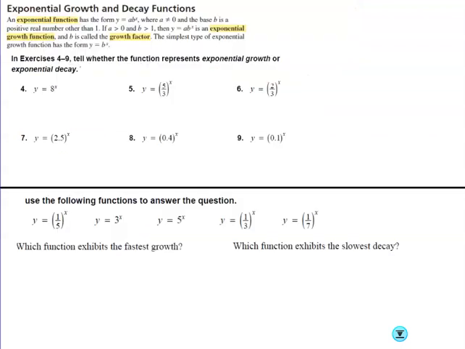Today we're going to move forward into exponential growth and decay functions. Exponential growth and decay have the form y equals a times b, where b is raised to the power of x. The growth factor is the base of your exponent.